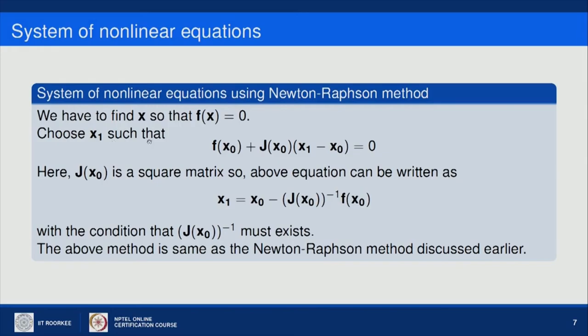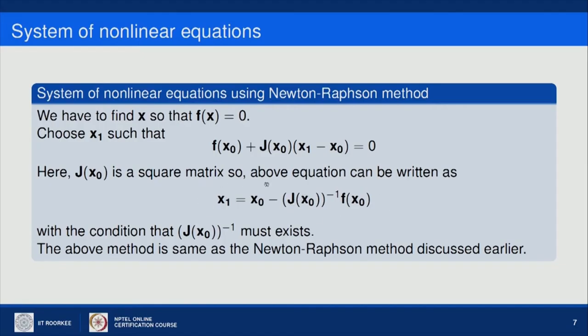So, choose x1 such that f(x0) plus J(x0)(x1 minus x0) equals 0. Please note that here f(x0) and x1 minus x0 are all vectors and J is an n by n matrix. So, here J(x0) is a square matrix. So, we can write this system this way, where x1 equals x0 minus the inverse of J times f(x0).